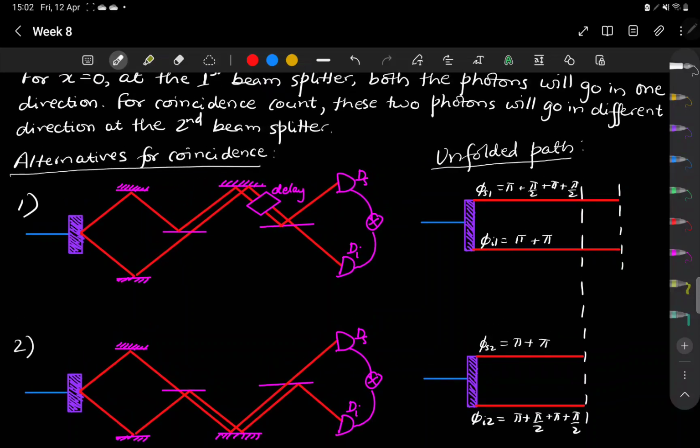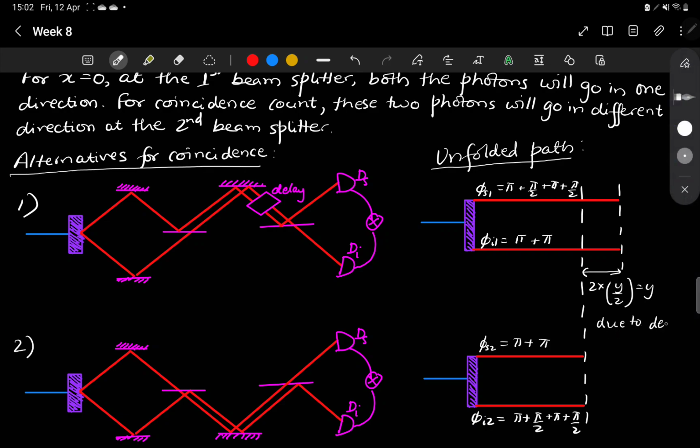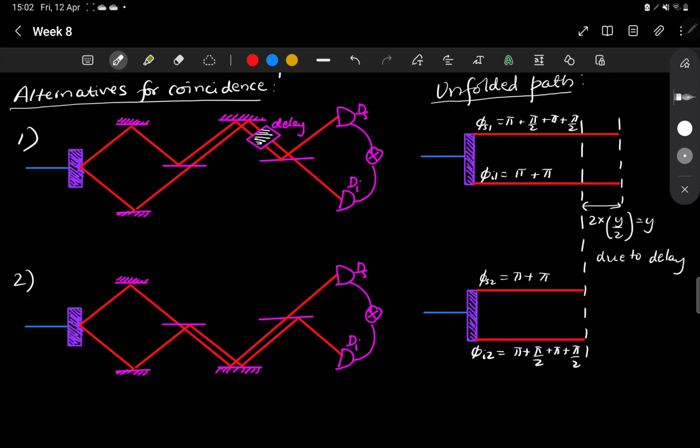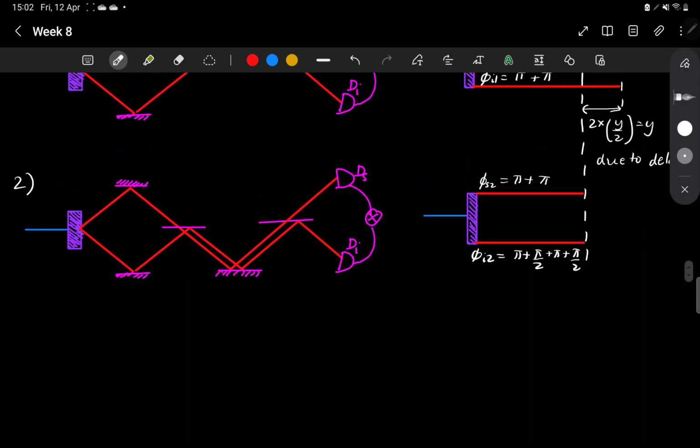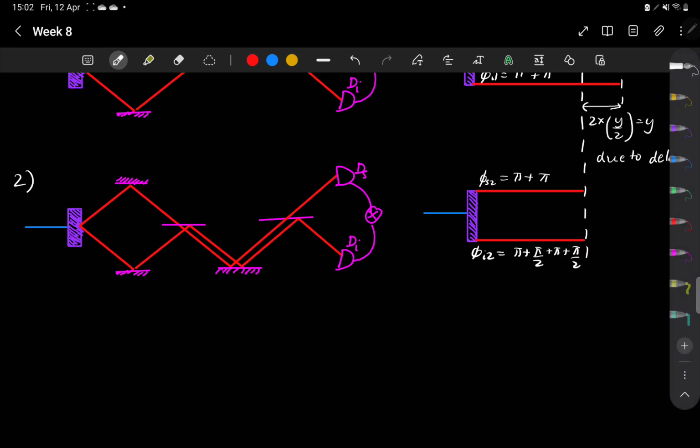And this distance right here is 2 times y by 2, which is equal to y, and this is due to the delay. This delay right here that we have, so this is coming due to that. Okay, now that we have these unfolded paths, we can look at the terms delta L prime, delta phi.